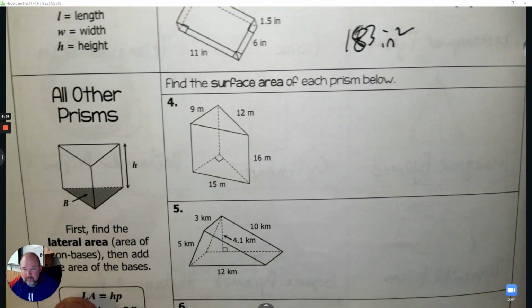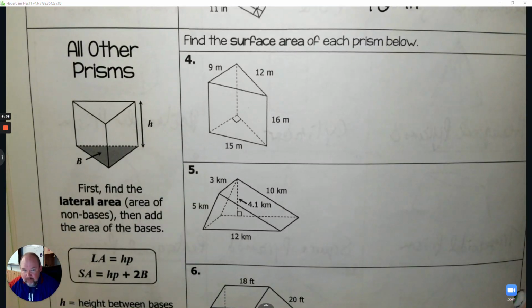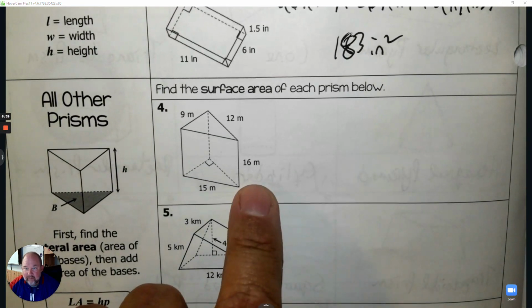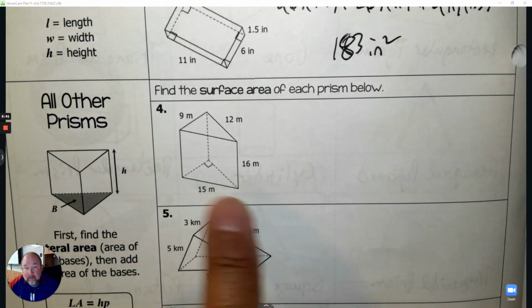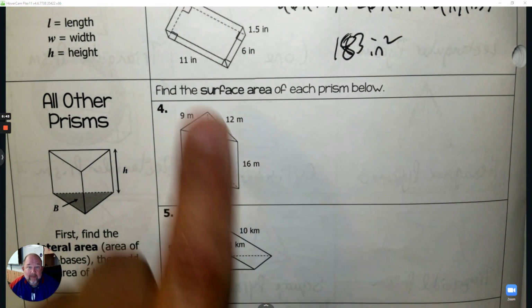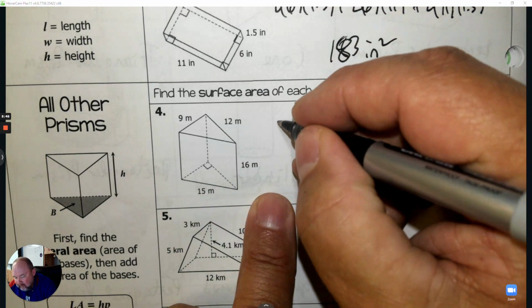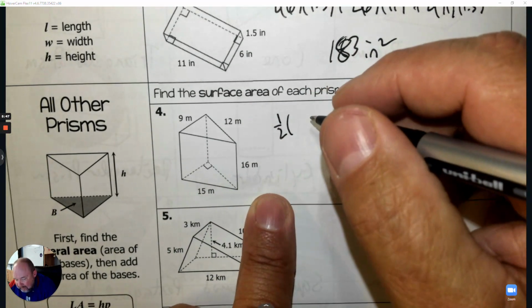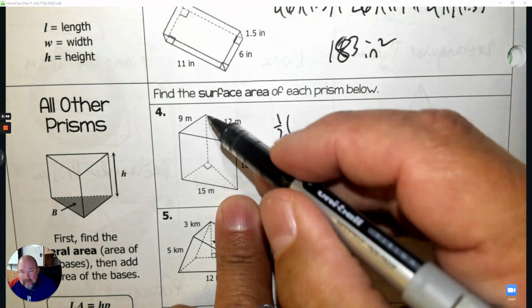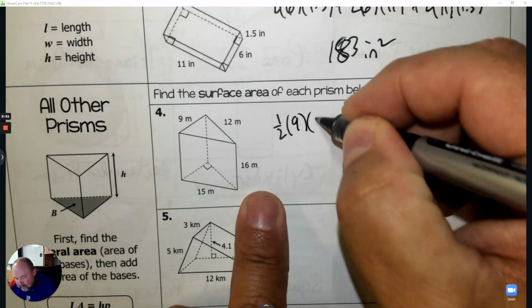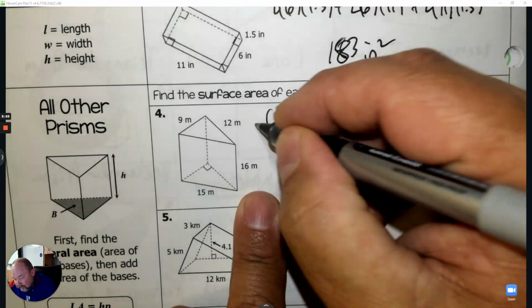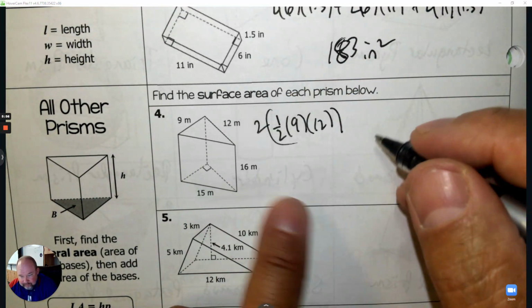Here are other prisms. So for other prisms, we need to understand the base and the faces. So the base is a triangle, and they match. So a triangle is half the base times the height, and the base and height here are 9 and 12. And there's 2 of them. So I'm going to multiply it times 2.